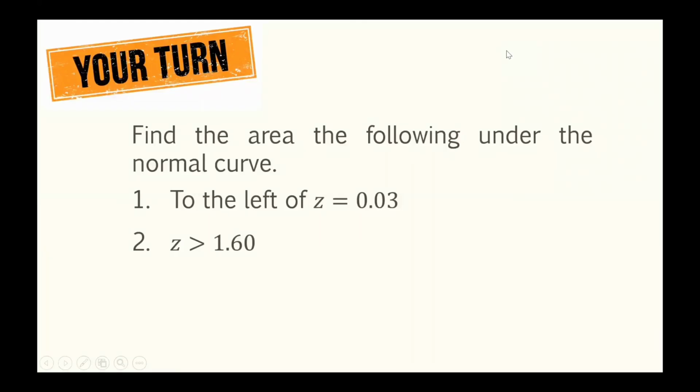Now, it's your turn. Find the area of the following under the normal curve. Number 1, to the left of z equals 0.03. Number 2, z is greater than 1.60.